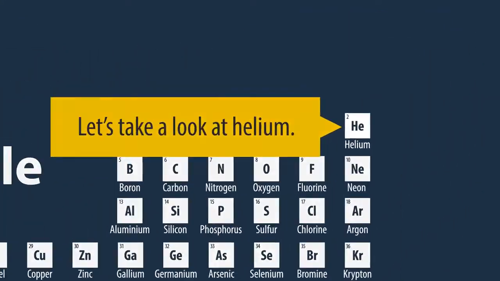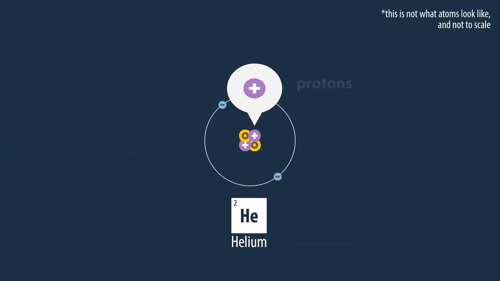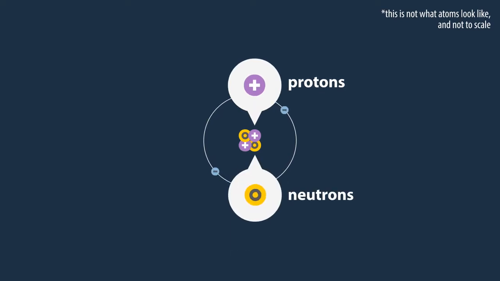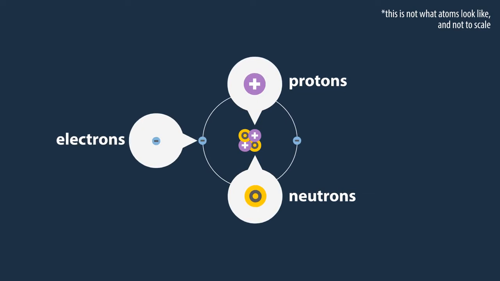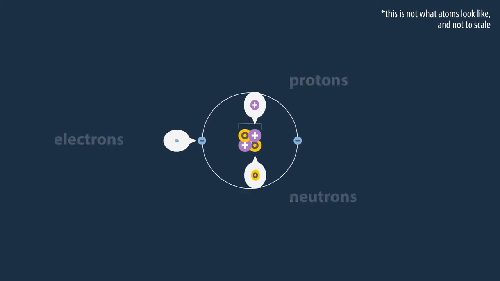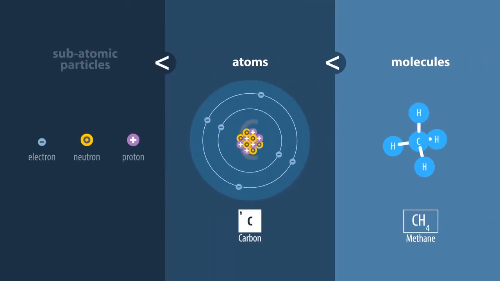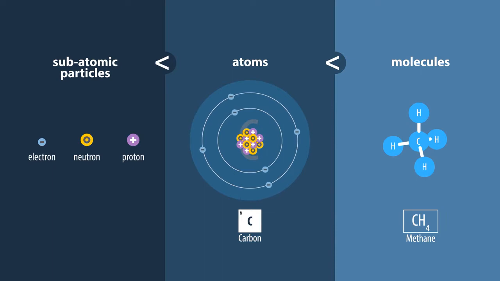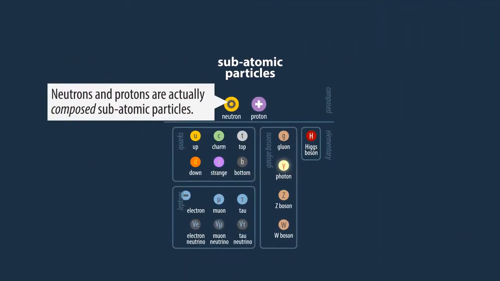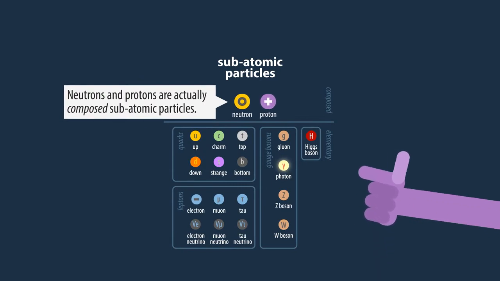Every atom has three parts: protons, which have a positive charge, neutrons without a charge, or neutral, and electrons, which are negatively charged. The core, or nucleus, is always formed by protons and neutrons. All three are called subatomic particles, forming the building blocks of every atom. Maybe we'll cover the subatomic particles in more detail in another video. Let's focus on atoms for now.